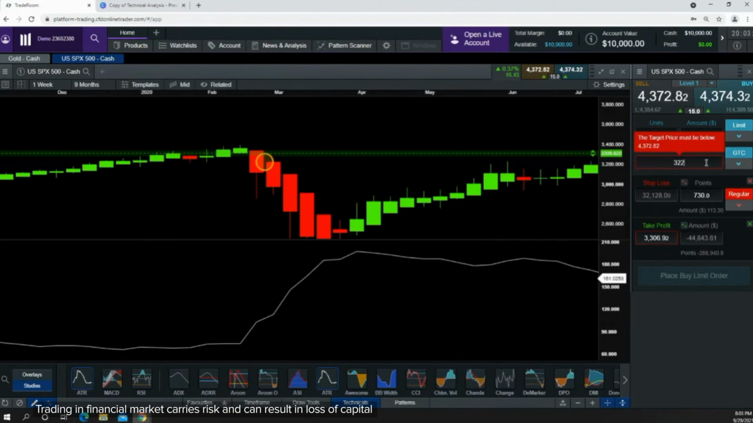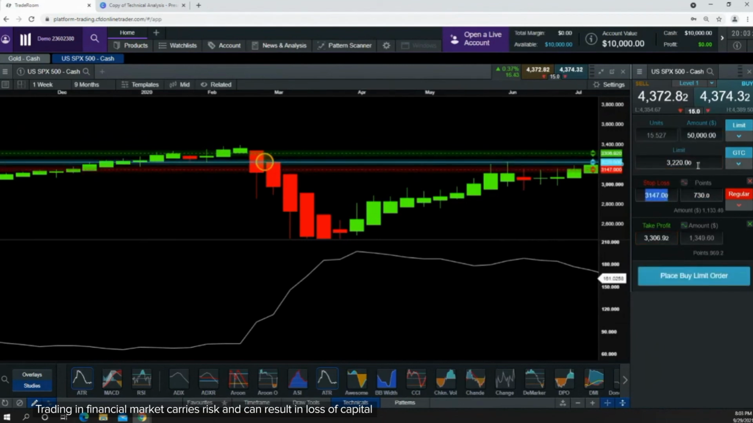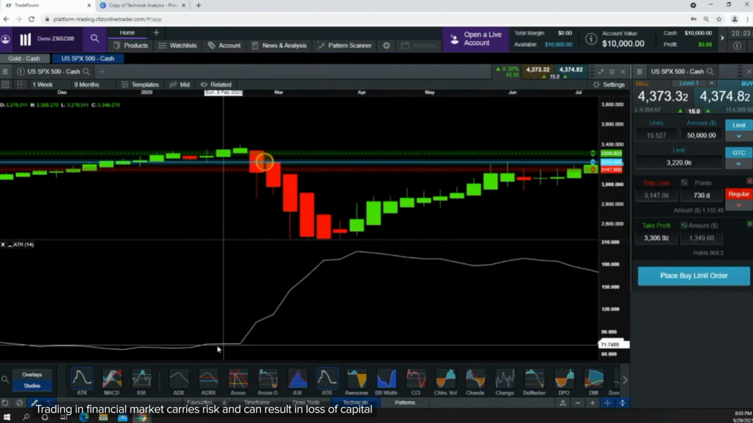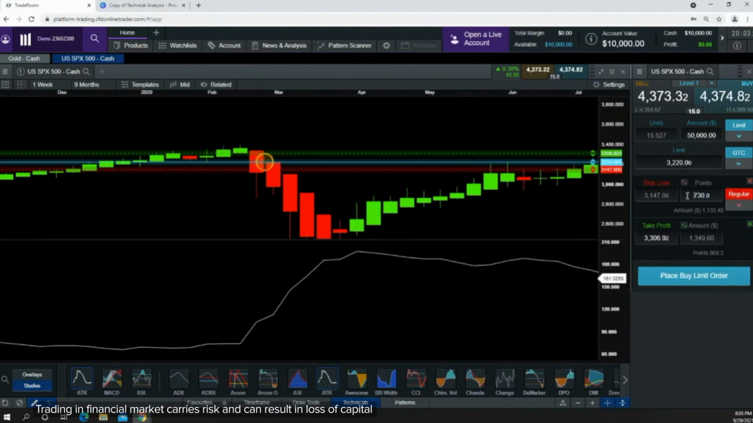Sorry, 32. Okay. You entered at 3220 and you're going to keep a stop loss of 70. On an average, it's about 70 points. So I'll just make this a round figure so everyone gets it as well. 70 points.